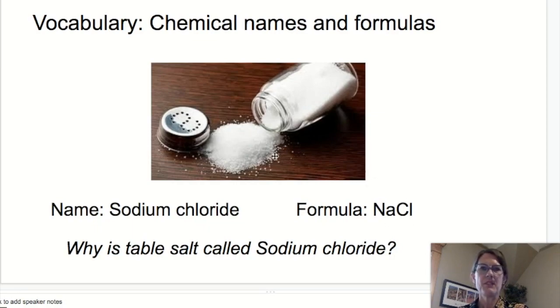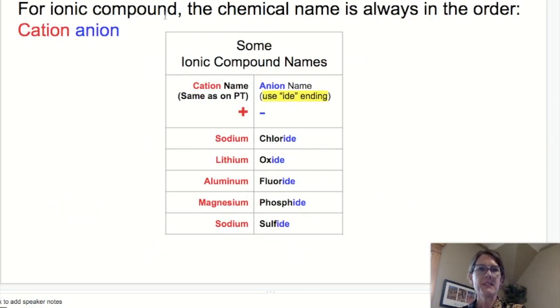And this is table salt. So table salt is called sodium chloride, and the formula is capital Na, capital Cl. Why is it called sodium chloride? For ionic compounds, the chemical name is always in the order cation, anion. And the cation does not change from the periodic table, but the anion does. So when you have sodium as the cation and chlorine as the anion, the name of the compound is sodium chloride.